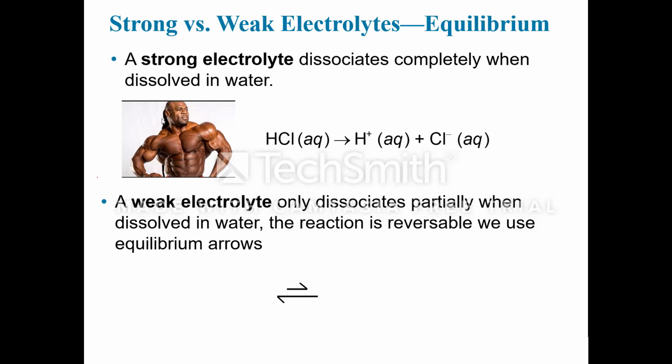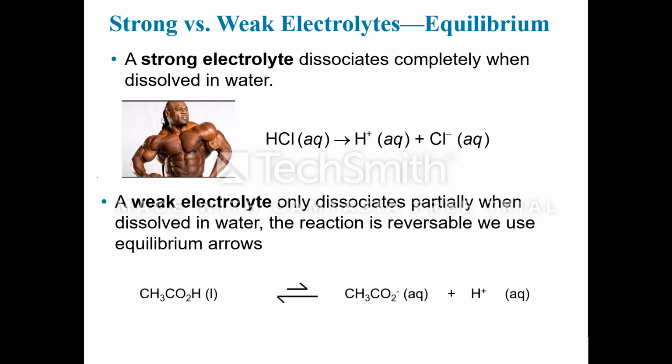So we have the example here next to Kai. This is a strong acid, hydrochloric acid. When this is dissolved in water, it dissociates completely to form hydrogen plus cations and chloride minus anions. If we were able to see the ions under a microscope, we would see that nearly 100% of ions would be separated by water molecules.